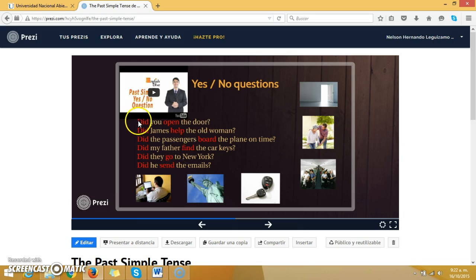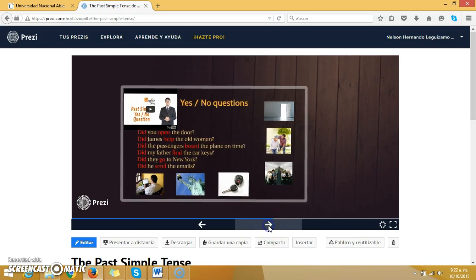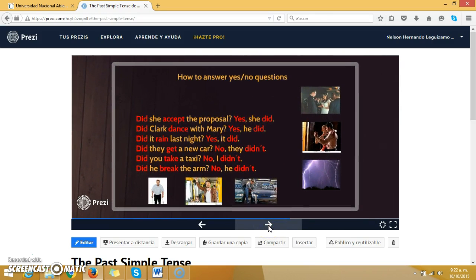So as you can see, the structure of a yes/no question is starting with the auxiliary verb did and the verb in present form. Let's move to another slide, which has to do with how to answer yes/no questions. Well, we have different questions but similar in structure to the previous slide. We have 6 more questions and with the answer included.